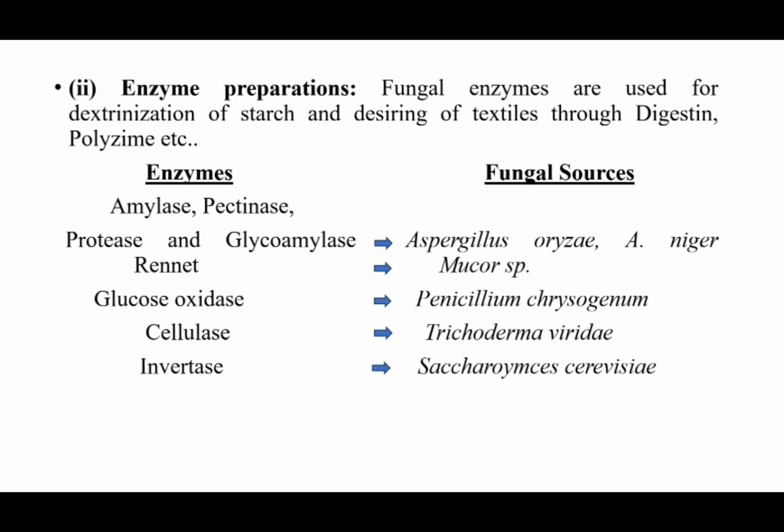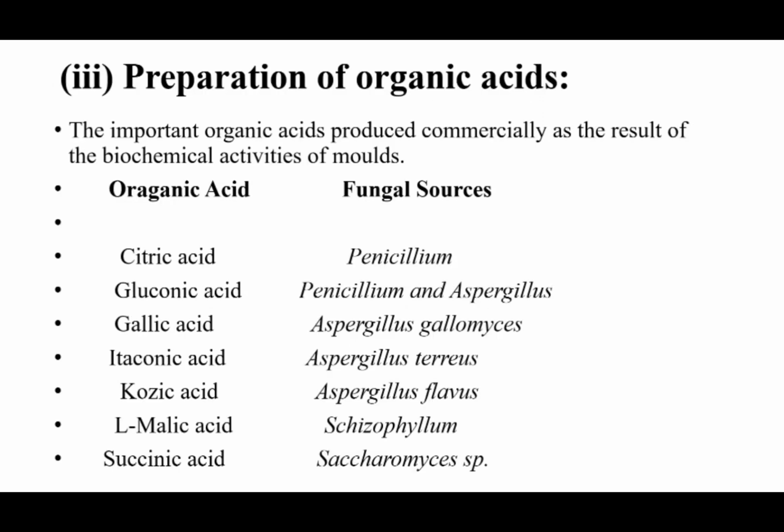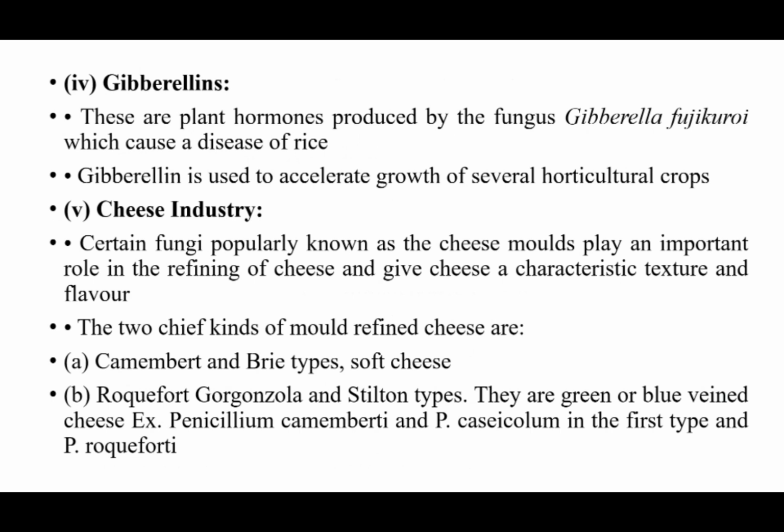Then some enzymes are produced from some fungal sources. For example, amylase, pectinase, protease, and glycoamylase are produced from Aspergillus oryzae and Aspergillus niger. Here are some examples of enzymes and their fungal sources. Then organic acids. Here are some examples of organic acids and their fungal sources. Next, gibberellic acid is extracted from a famous fungus which is Gibberella fujikuroi. Gibberellin is used to accelerate growth of several horticultural crops.